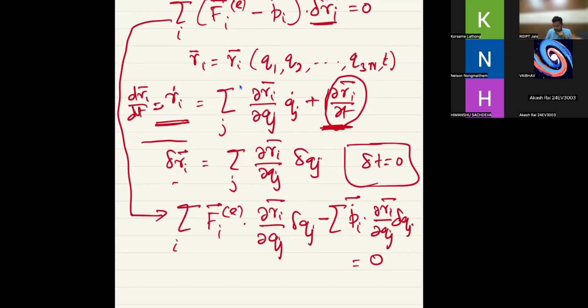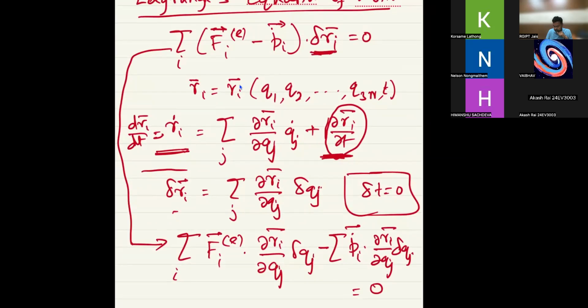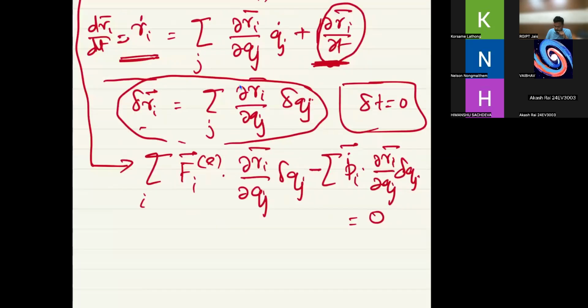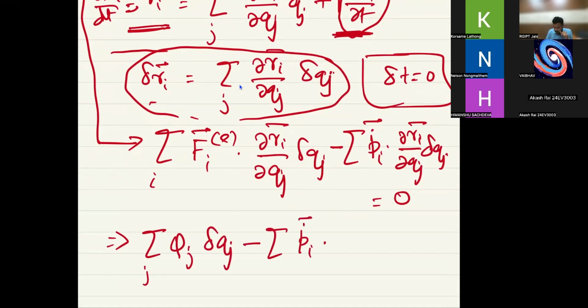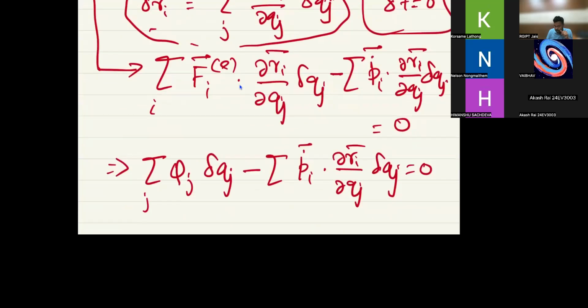What I have done is simply replaced this delta Ri here by this expression of delta Ri. Now from here, what we can write? We can write Qj delta Qj minus Pi dot del Ri del Qj delta Qj. This is equal to 0.